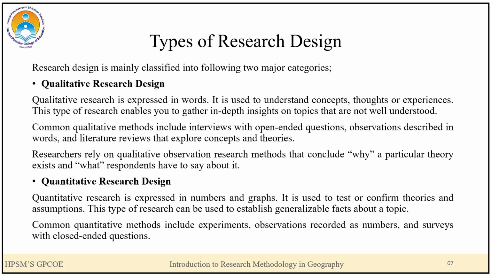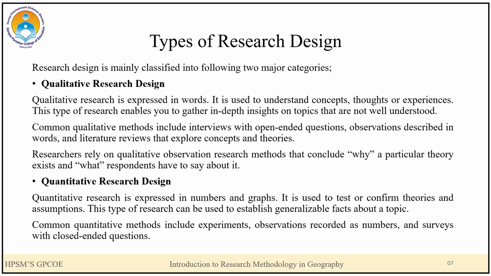On the other hand, we have quantitative research design. Quantitative research is expressed in numbers and graphs. It is used to test or confirm theories and assumptions. This type of research can be used to establish generalizable facts about a topic. Common quantitative methods include experiments, observations recorded as numbers, and surveys with close-ended questions.